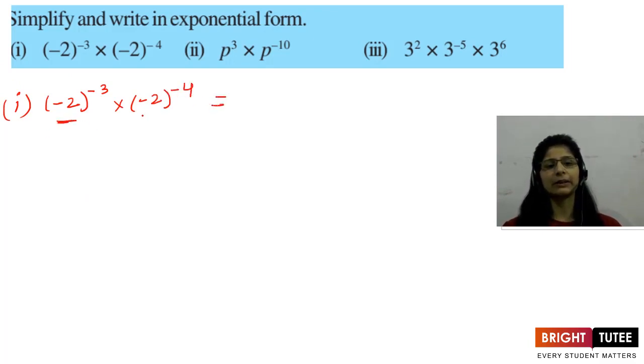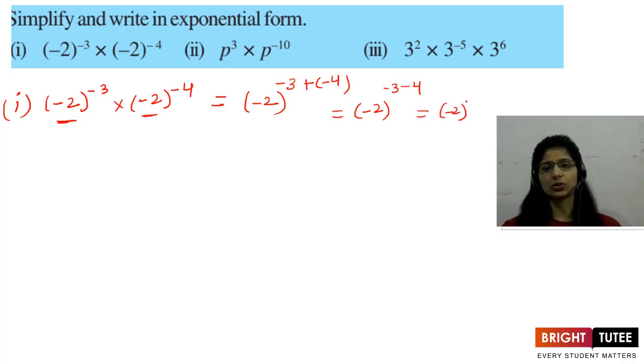So what is same here? The base is same. In both the numbers, the base is -2. So -2 and powers will get added. -3 plus -4. We get -2 to the power -3 plus minus is -4, so -2 to the power -7. -3 and -4 forms -7. So we have simplified and written the answer in exponential form only.